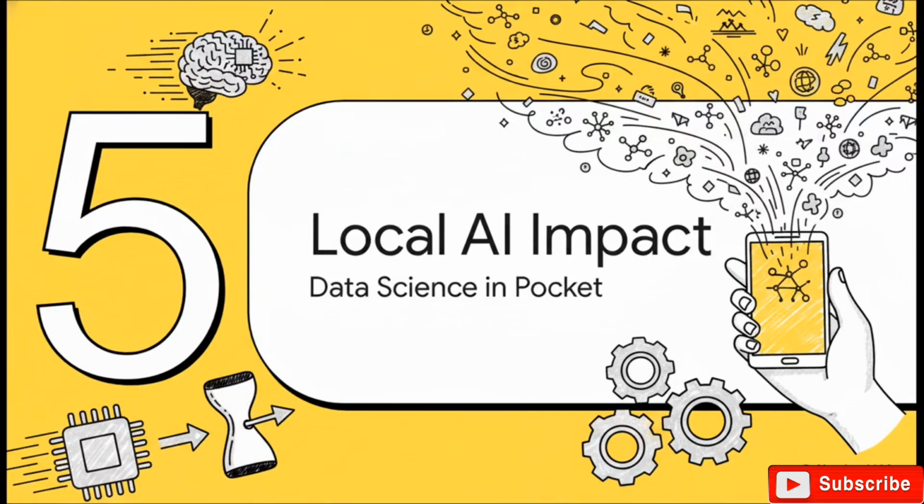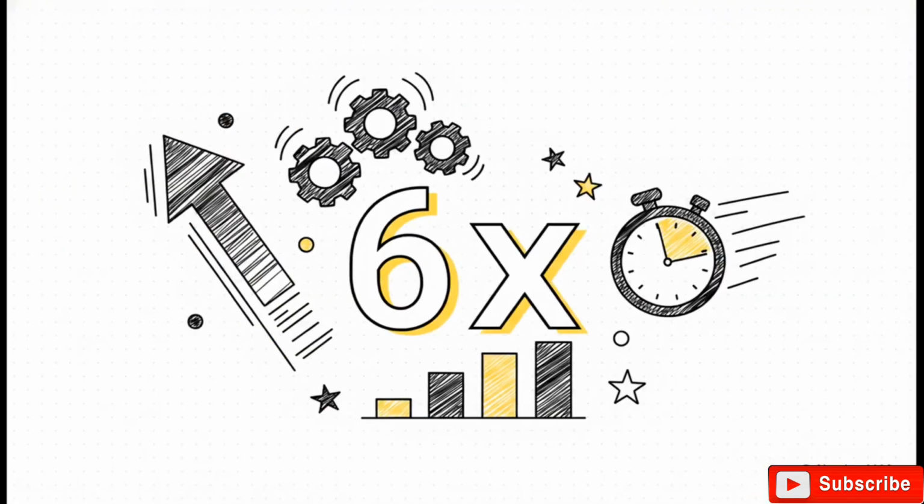Section 5. Data science in your pocket. The local AI impact. Because this is attacking the exact bottleneck plaguing consumer setups. We all know local AI has absolutely exploded recently thanks to quantization and some amazing open source models. But it has always been painfully bottlenecked by decoding speed on consumer GPUs. Well, the numbers on DFlash speak for themselves.